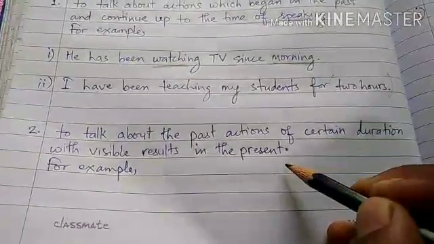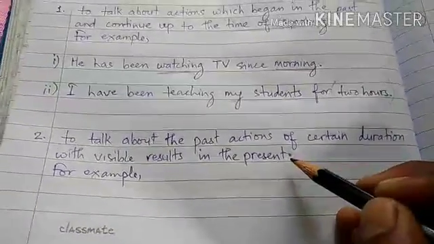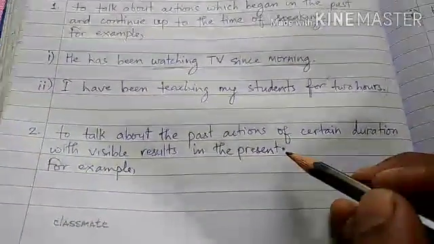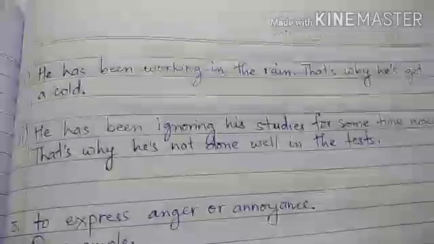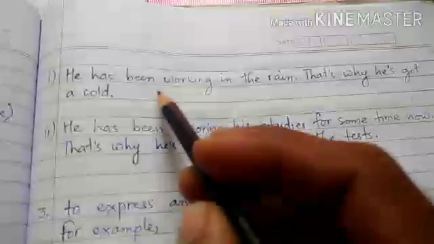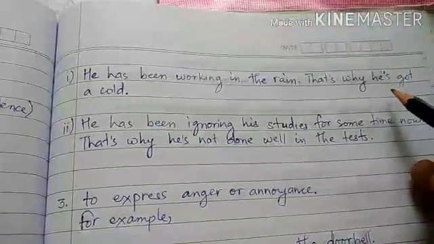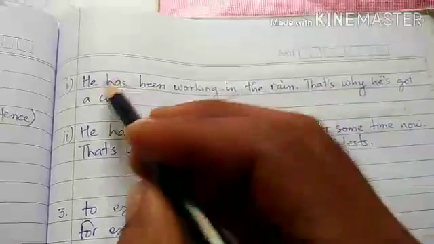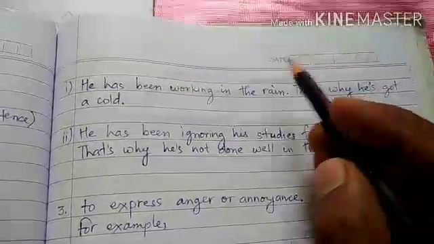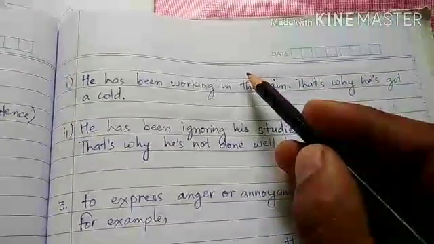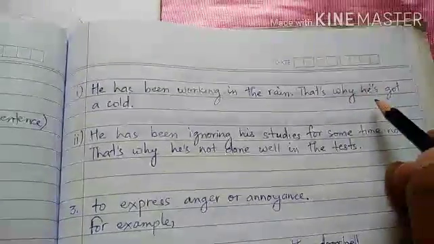The actions that occurred in the past but whose influence, whose results can be seen in the present. For example, he has been walking in the rain. That is why he has got a cold. That means he has been walking in the rain. He started walking in the rain in the past, but still he is walking. That is why he has got a cold.